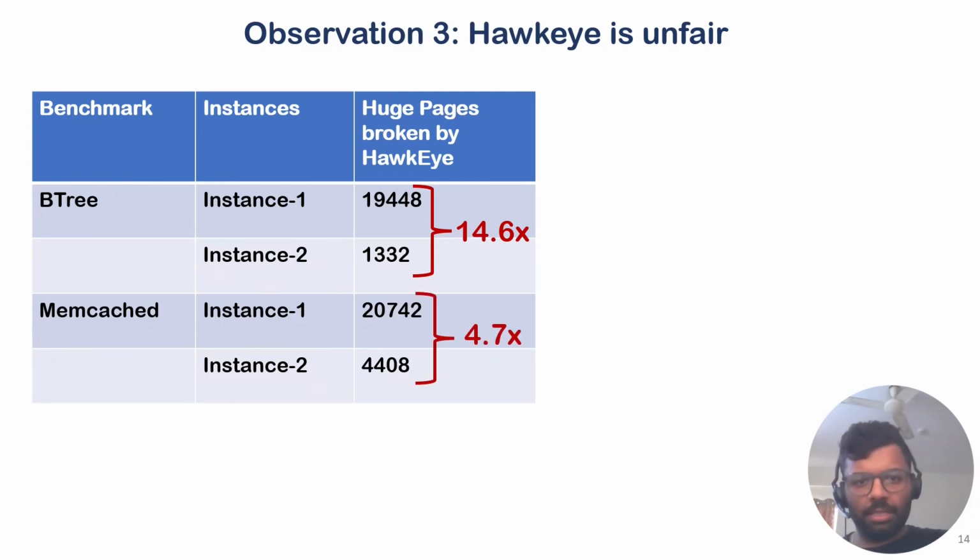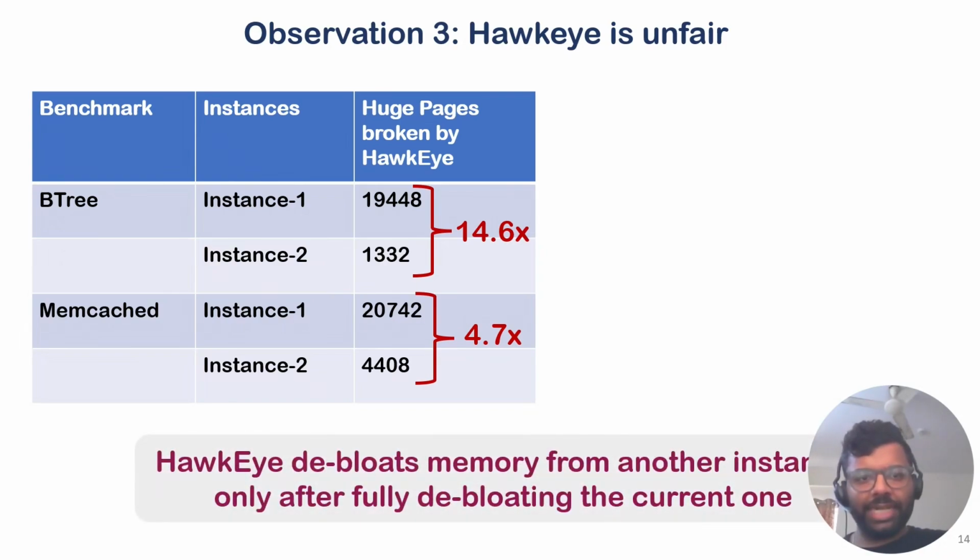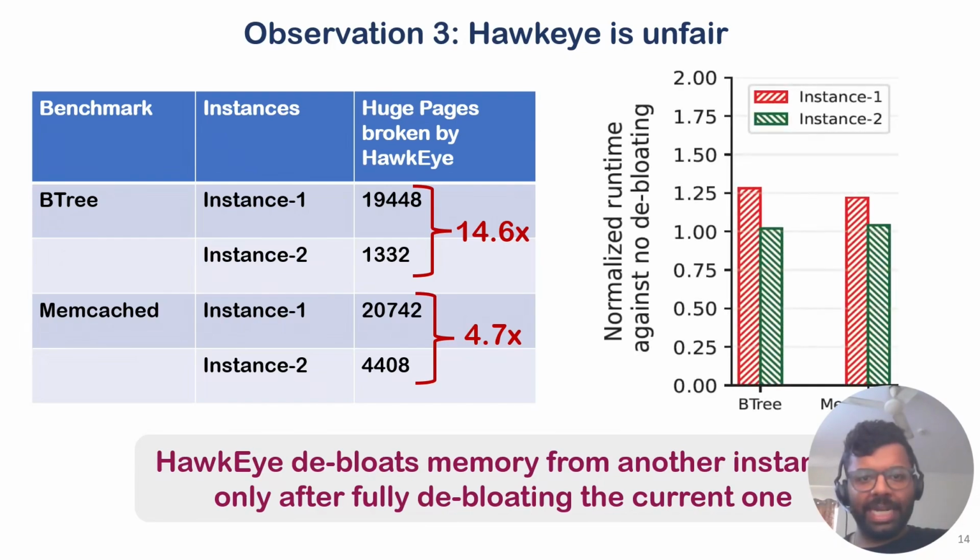This imbalance occurs because HawkEye debloats memory from another instance only after fully debloating the current one, leading to uneven performance impacts. For B-tree, instance 1 experiences a 28% slowdown compared to no debloating, while instance 2 sees only a 2% slowdown. For memcached, the slowdowns are 22% for instance 1 and 4% for instance 2.